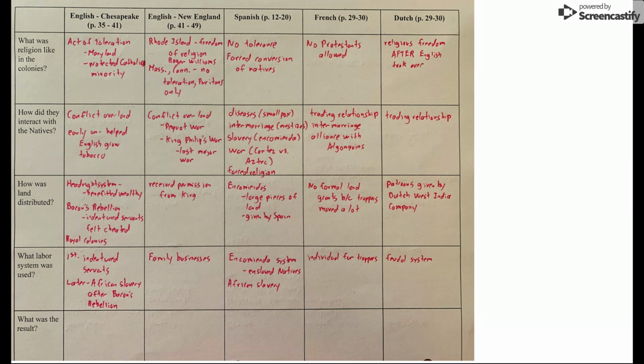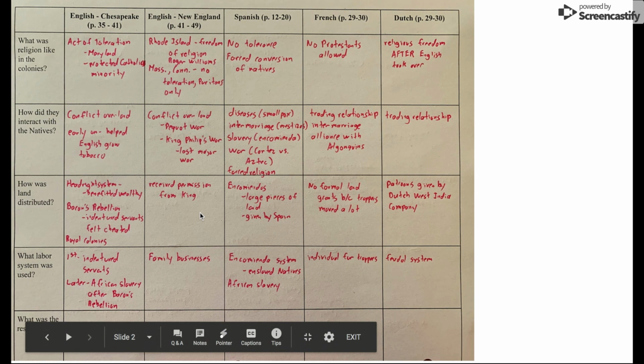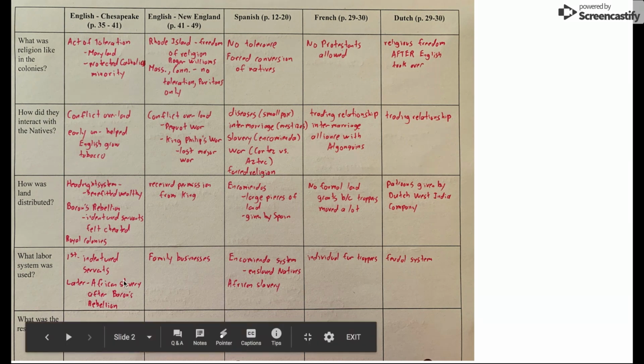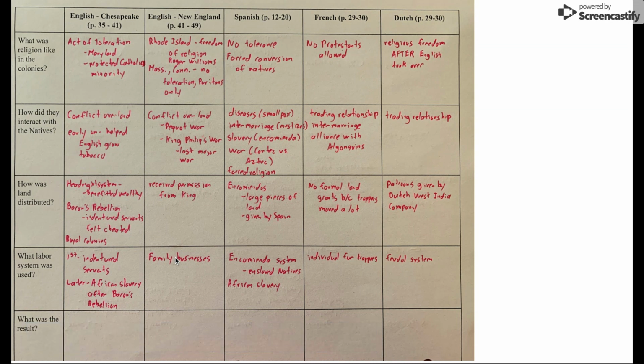So when you look at this chart, what I want you to think about is how the English compare to the Spanish and the French and the Dutch. In particular, think about religion. Think about your interaction with the natives. So you see conflict between the English and the natives and the Spanish and the natives, more friendly with the French and the Dutch. So keep those in mind. Look also at the labor system. We have forced labor with the English in the Chesapeake. We have forced labor with the Spanish, but not so much with the French and Dutch or in New England. So compare these things.